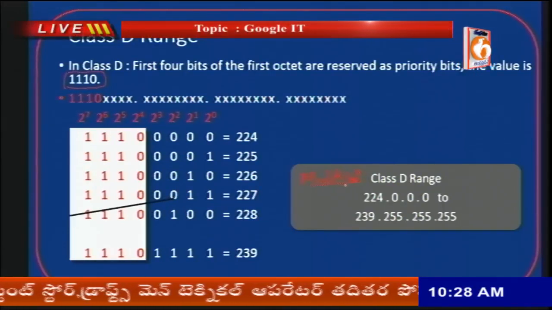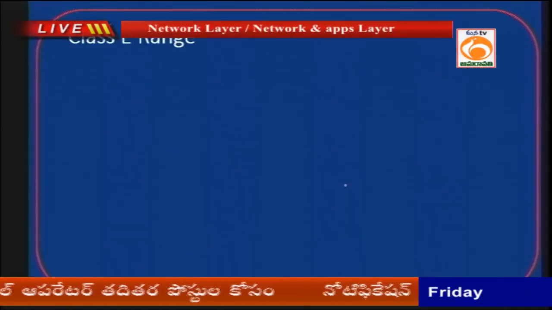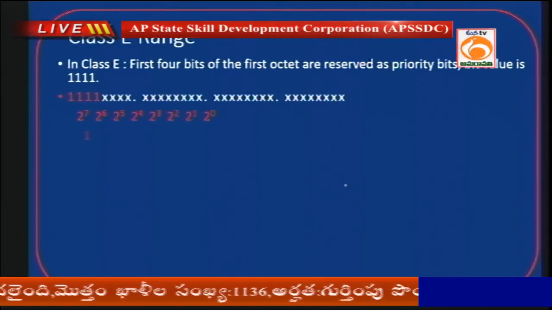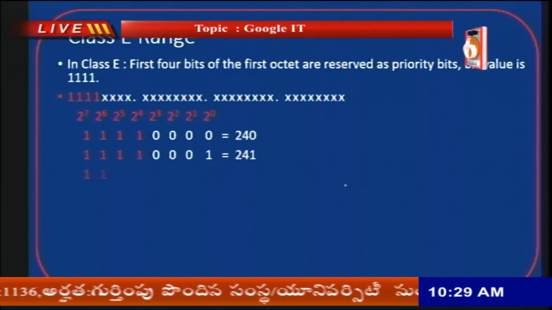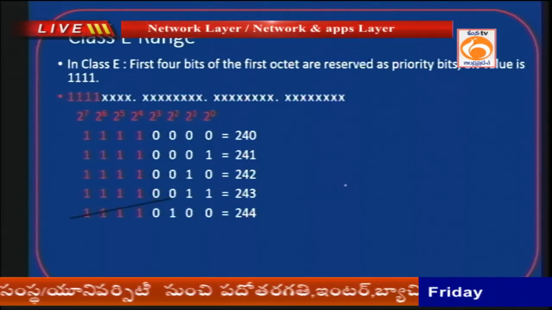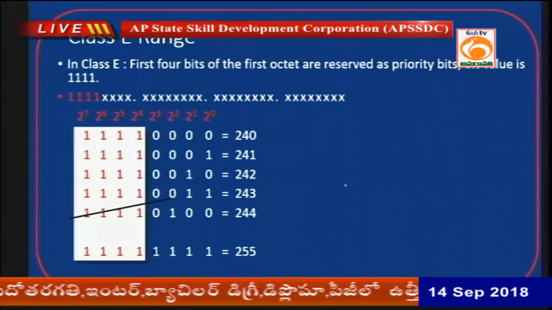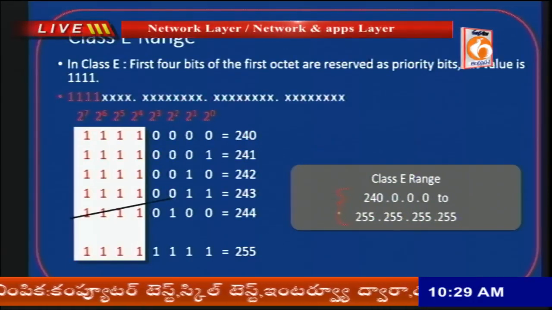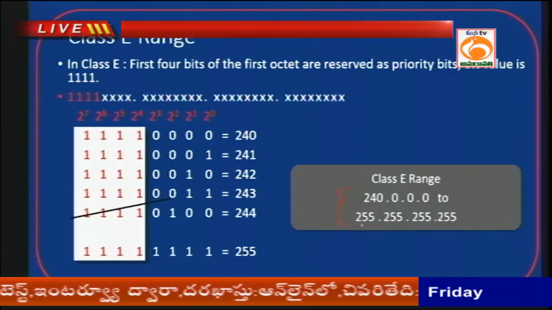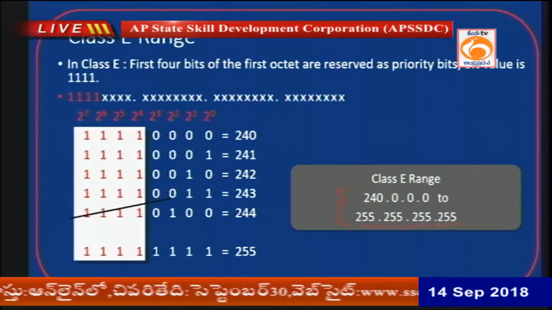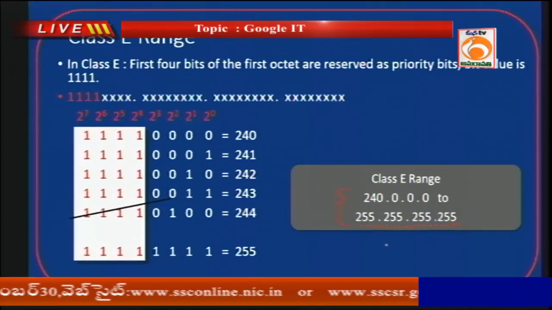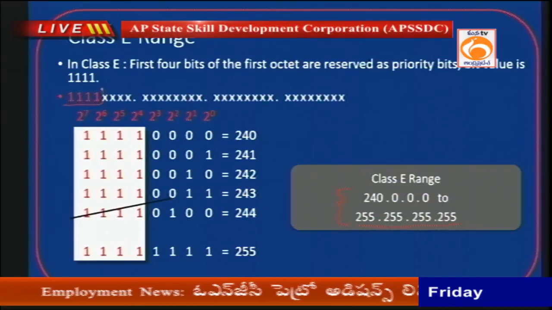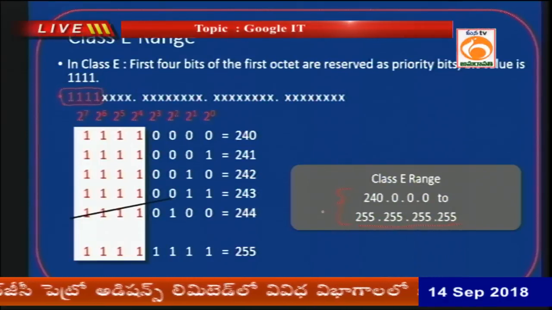We will be discussing what multicast refers to. And the last class, the first 4 bit values are set to 1, and the value starts from 240 and goes on till 255, which happens to be the very last address. So, this is the total range of IPv4 addresses divided into 5 classes, starting from 0.0.0.0 and ending with 255.255.255.255. So, how did we get this hierarchy? It is based on the priority bits. So, based on the priority bits we were able to classify these IP addresses.